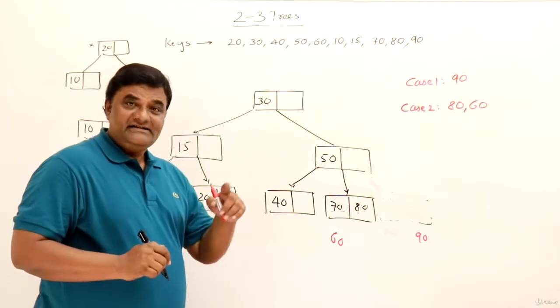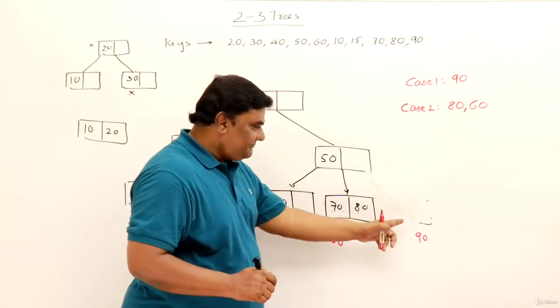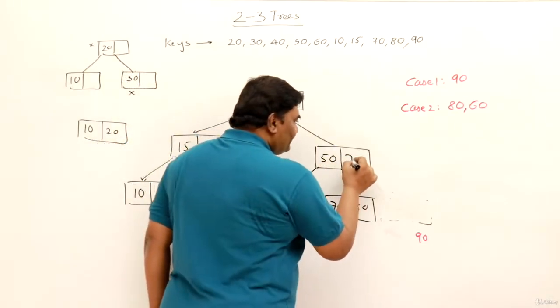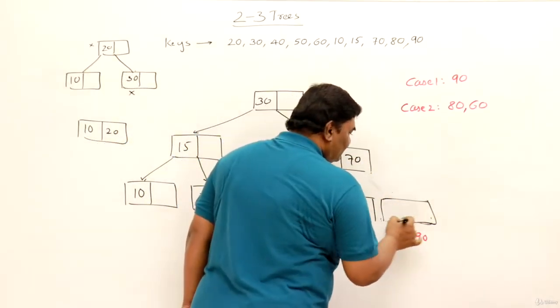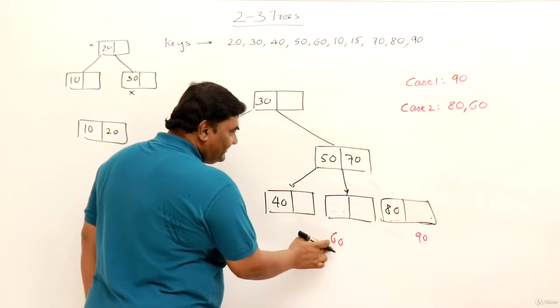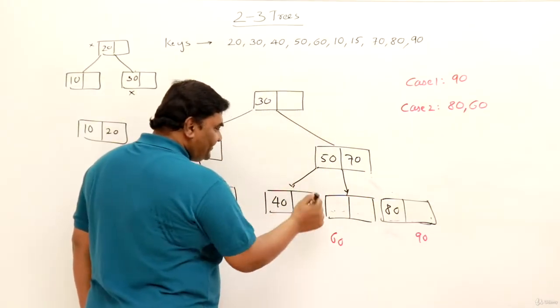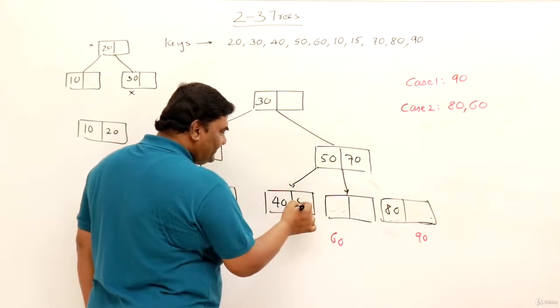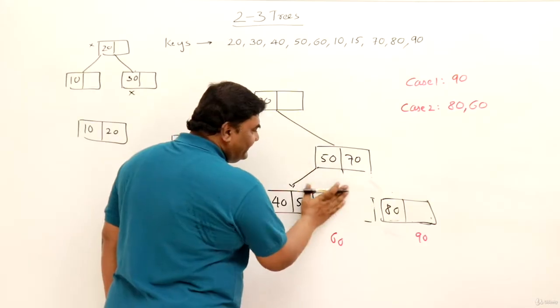Now one more thing. I said that this can be merged with right sibling as well as left sibling. Let us do it with the left sibling. So I will write down 70 and 80 as it is. Now deleting 60, this should be merged with the left sibling. So 50 should come down. You can bring it into this node and this node is deleted.